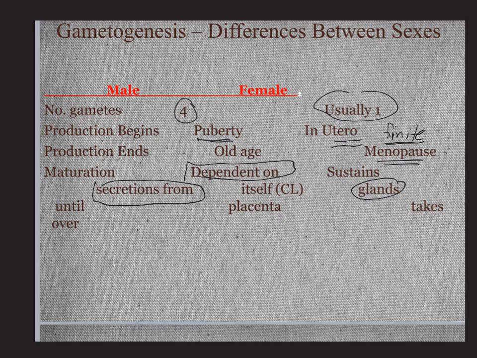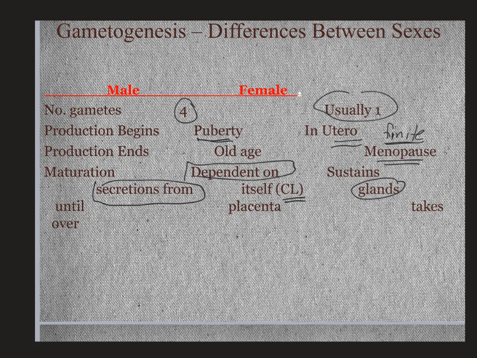Now, maturation. This is where our slide got a little messed up, but it's going to sustain itself with the corpus luteum. And when we get into female reproduction, don't worry about the terminology, we will get into it. So the corpus luteum is going to sustain it until the placenta takes over. Okay? So again, basic differences from males to female.